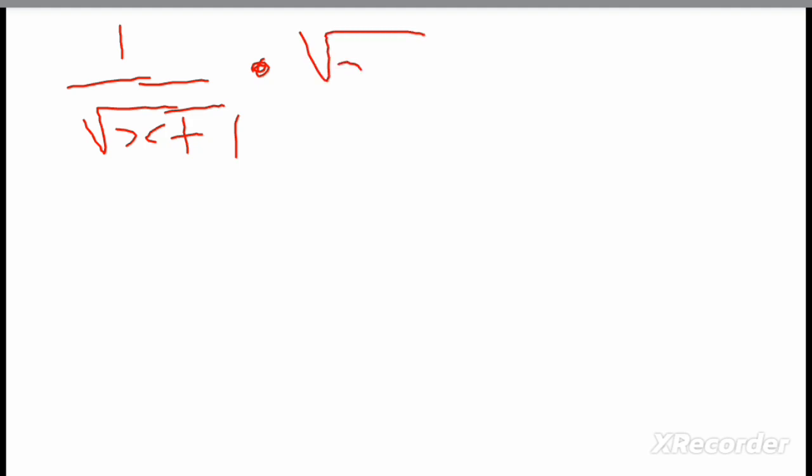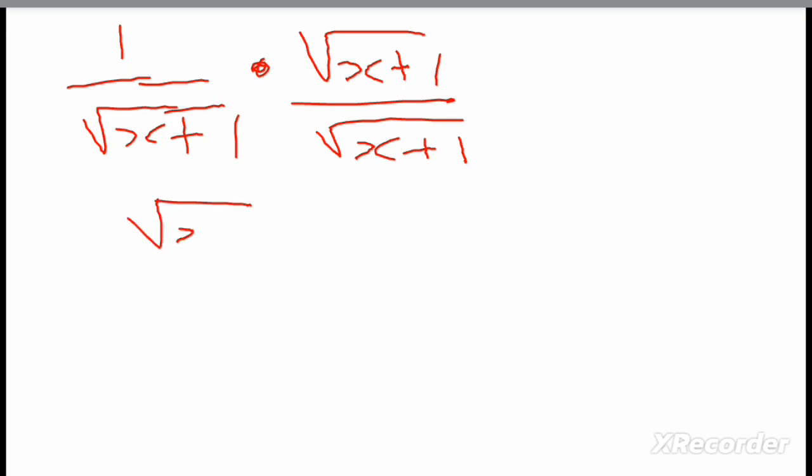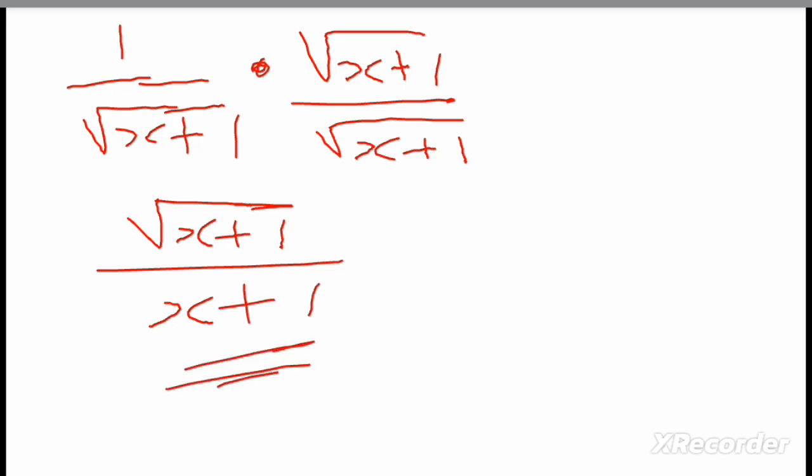Okay. So let's say you have got 1 over the square root of x plus 1. So you are going to multiply with the square root of x plus 1 over the square root of x plus 1. We have said when you multiply this, in the numerator you multiply 1 times the square root of x plus 1, we have got the square root of x plus 1. And if we multiply the denominator, the answer is what is inside, x plus 1. So we have found the answer.